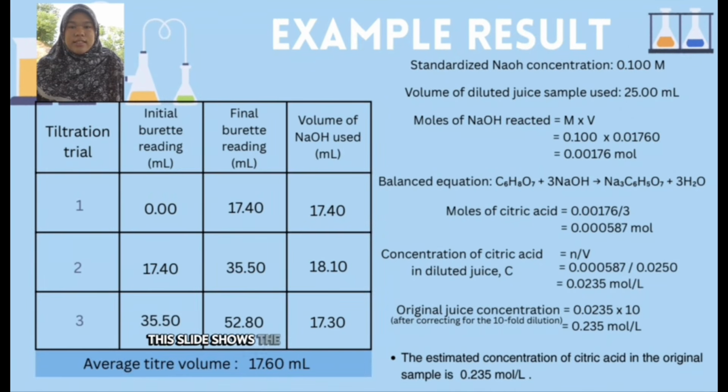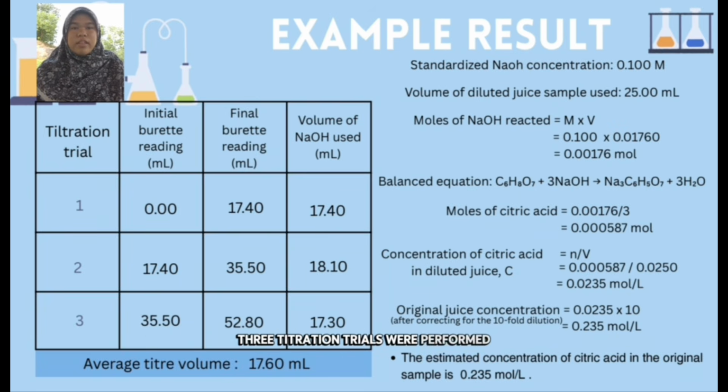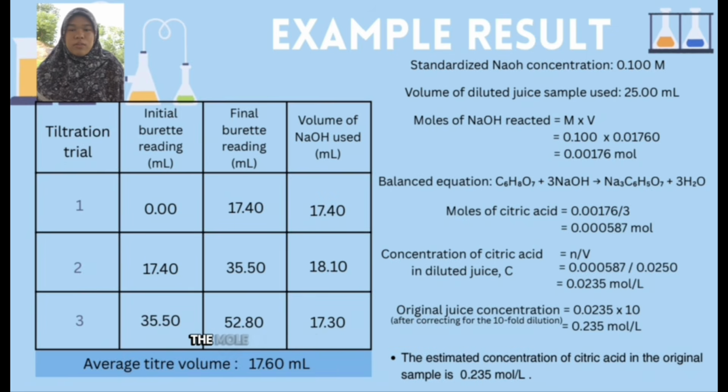This slide shows the example results obtained from the titration. Three titration trials were performed, giving an average titre volume of 17.60 ml. Using the standardized NaOH concentration of 0.100 mol per liter, the moles of sodium hydroxide were first calculated. Based on the balanced equation, 1 mole of citric acid reacts with 3 moles of NaOH, so the moles of citric acid were determined.